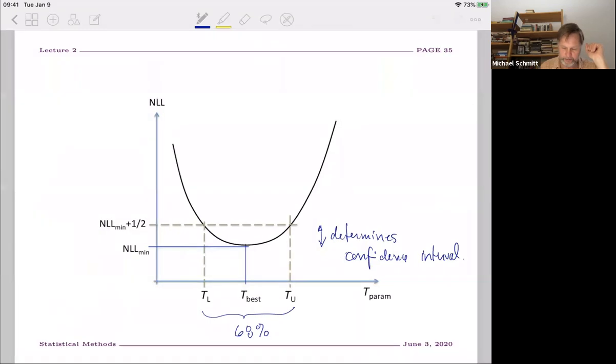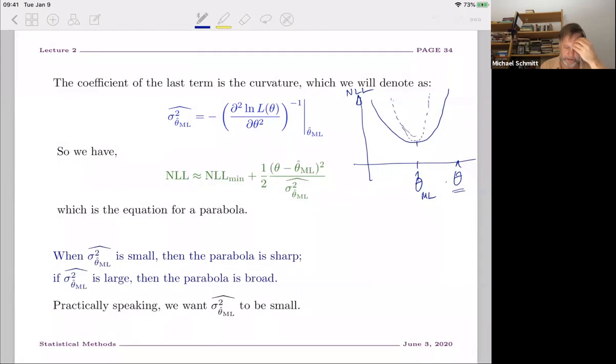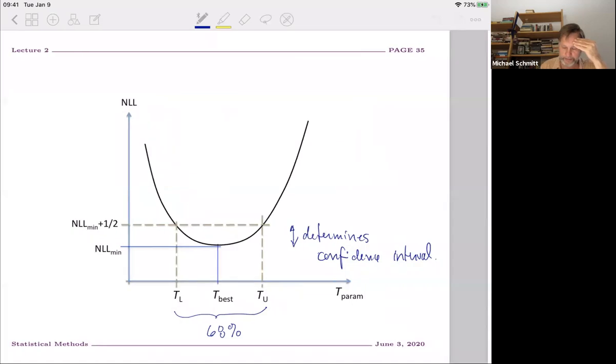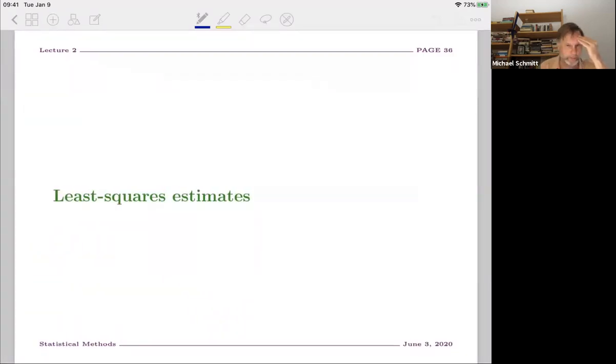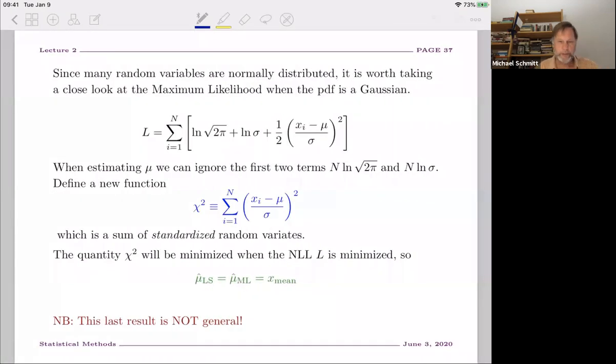So having now given you a sketch of the basic idea of the maximum likelihood method, I now want to talk about the least squares estimate because it's closely related. Now, you may know that many random variables are normally distributed. That's why we call it the normal distribution. And so it's worth taking a close look now at the maximum likelihood when the underlying PDF is a Gaussian. Okay, so Gaussian, you know the form. Here's the likelihood. It's really the negative log likelihood. Sorry for the ambiguity there.